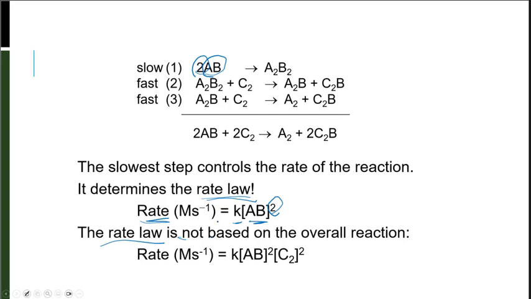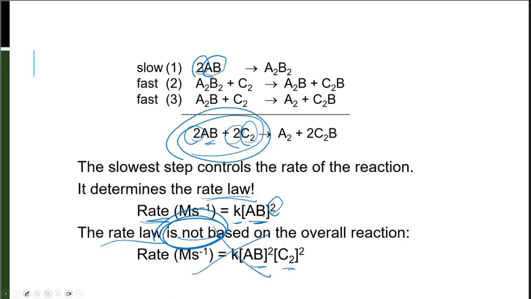The rate law is not based on the overall reaction. The overall reaction rate law would be k times AB squared times C2 squared. It is not based on that overall reaction. It's based on the slow elementary reaction.